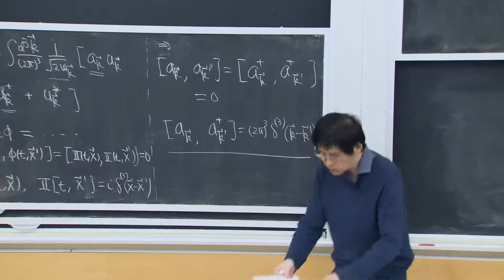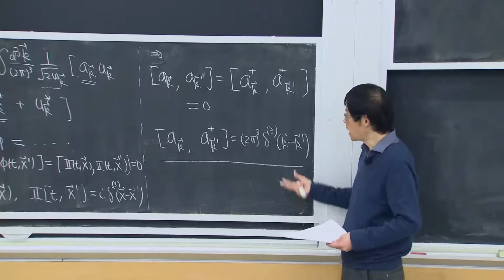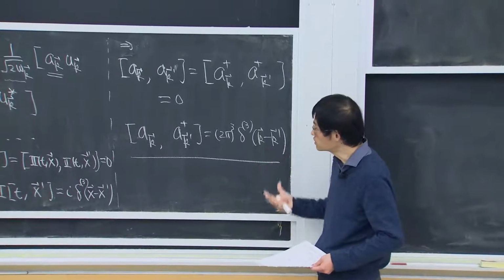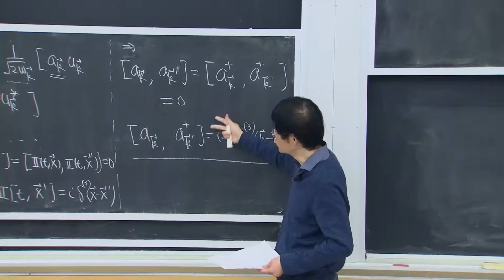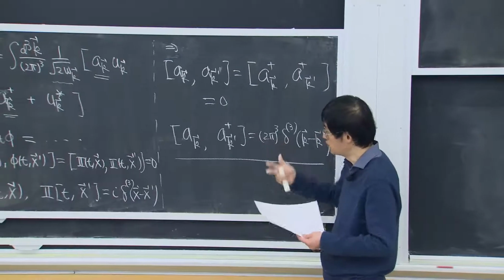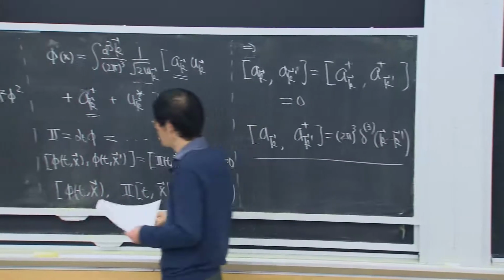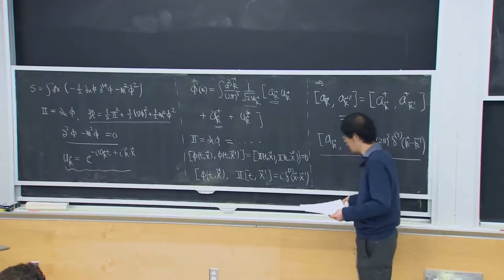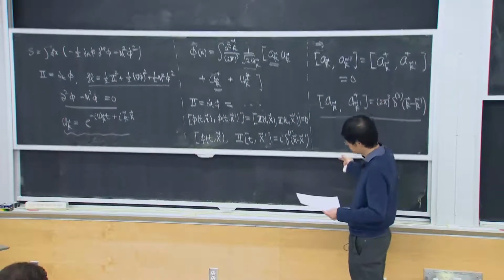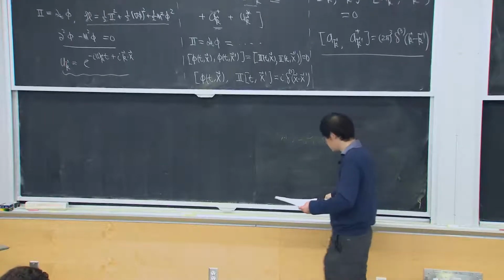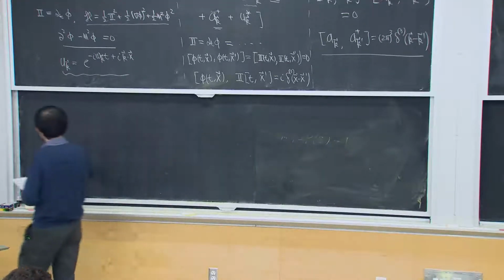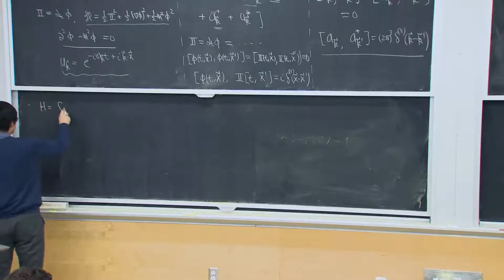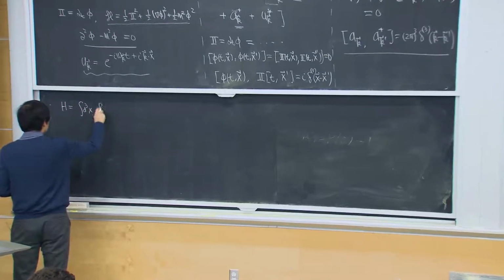So you can see the story a little bit sharper, that indeed we just get an infinite number of harmonic oscillators. So these are just commutation relations. This still does not tell you we have a harmonic oscillator. To see a harmonic oscillator, we actually need to calculate the Hamiltonian. Okay, so now let's try to calculate the Hamiltonian.